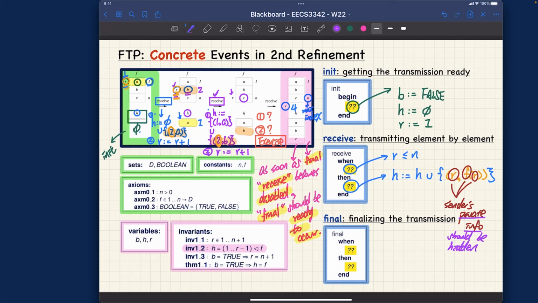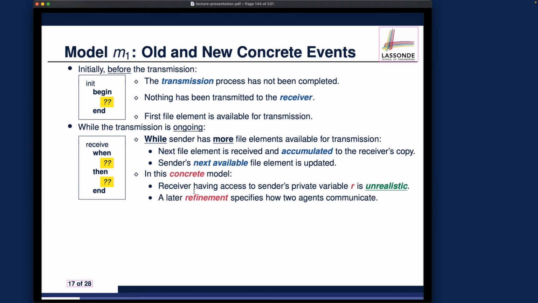Right? That's something we'll do maybe in a later refinement, which will be refinement number 2. And finally, let's talk about after the transmission has been completed, it should be denoted by an occurrence of the final event. Let's talk about the guard and also the action.